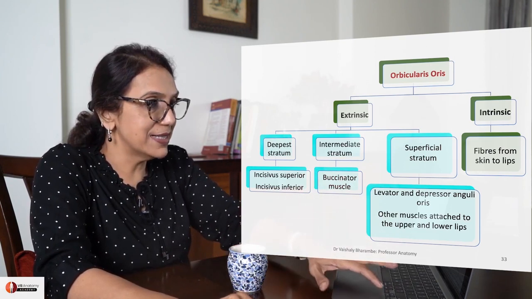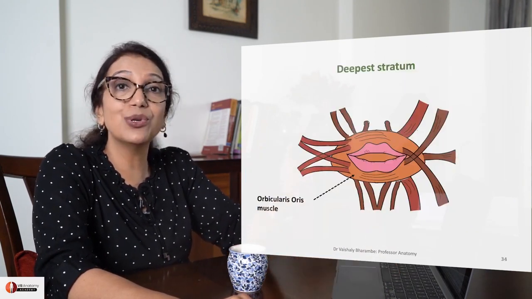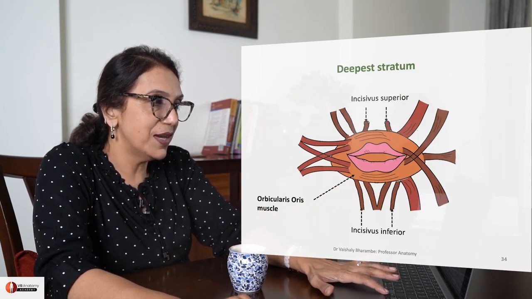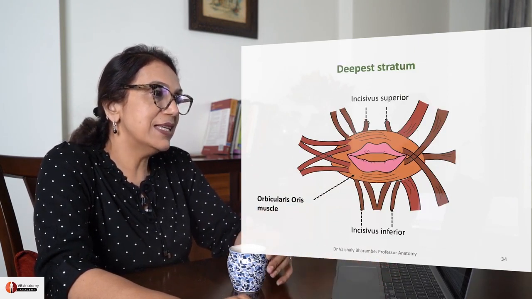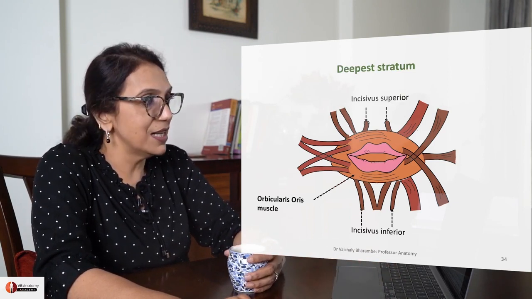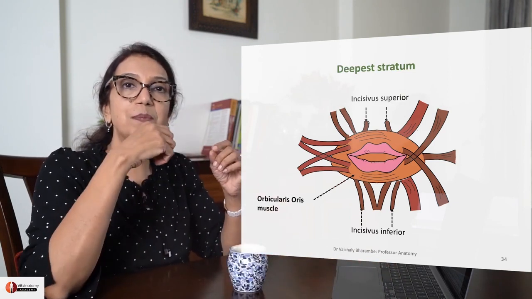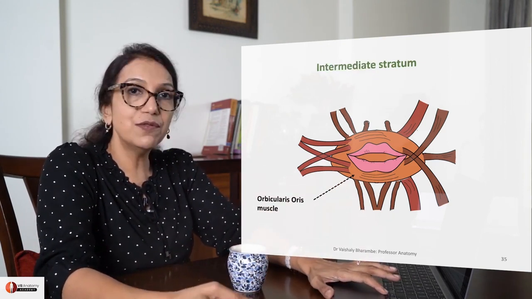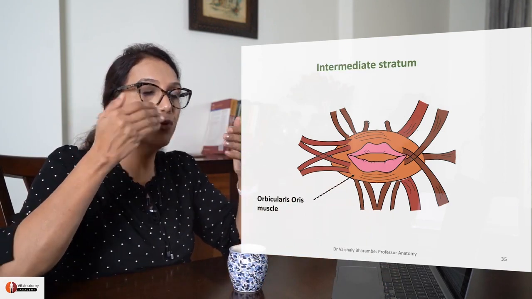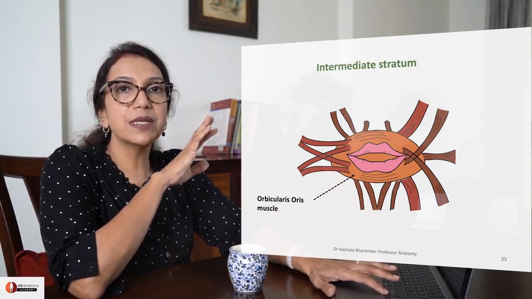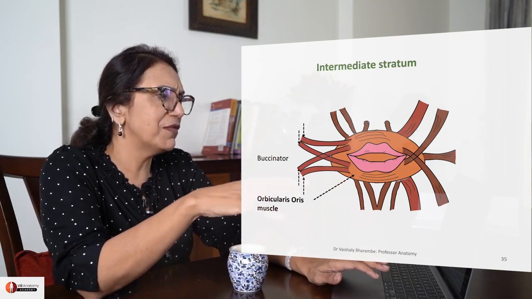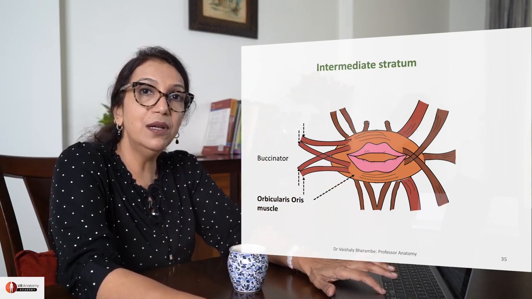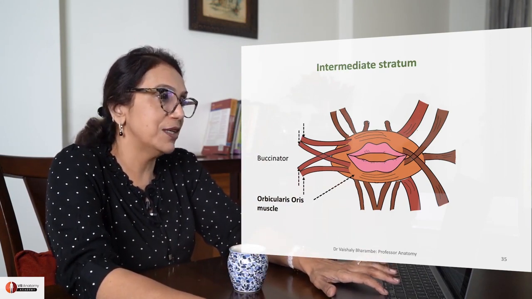I will not discuss this. Let's go further and discuss it with actual images. So what you are seeing here is two muscles from above and two muscles from below, incisivus superior and incisivus inferior, which are forming the deepest stratum of Orbicularis oris. This is followed by the intermediate stratum. From deep to superficial, the intermediate stratum is completely buccinator muscle. Upper fibers, lower fibers, intermediate fibers, everybody forming the Orbicularis oris intermediate stratum.